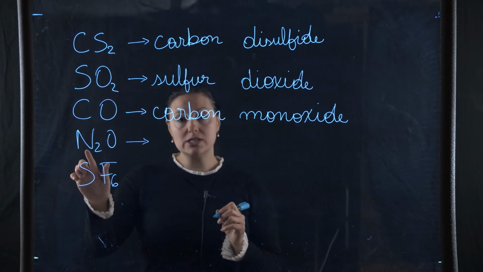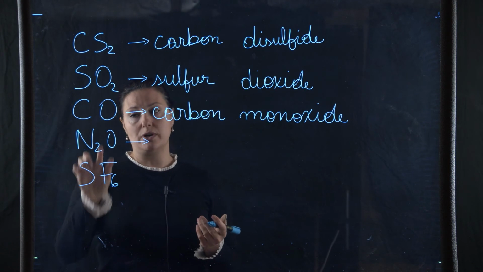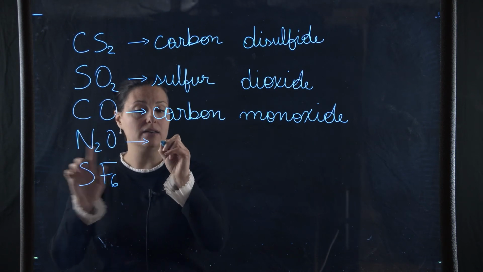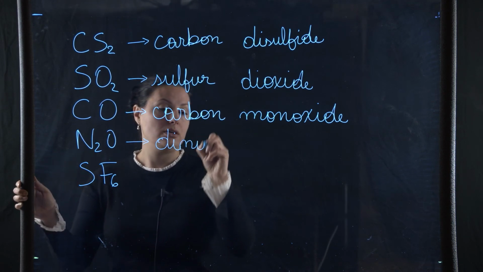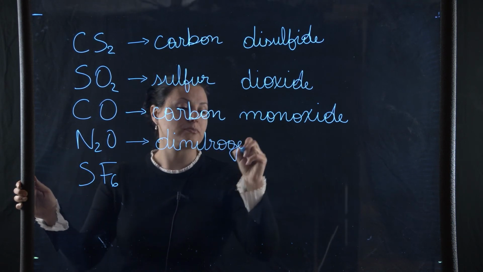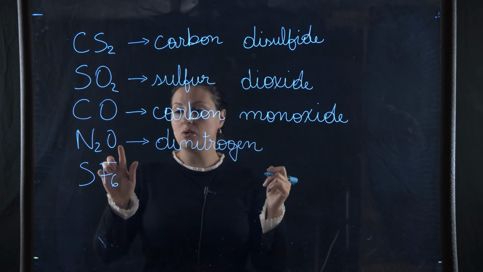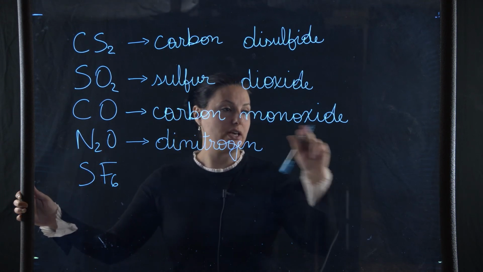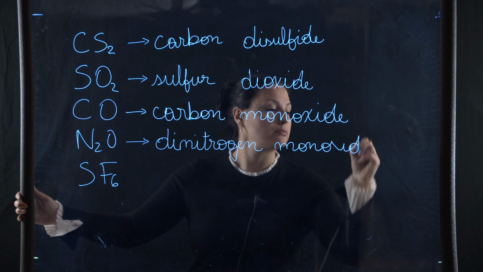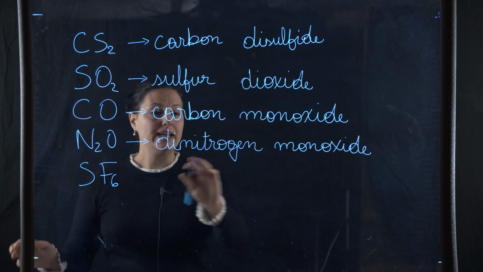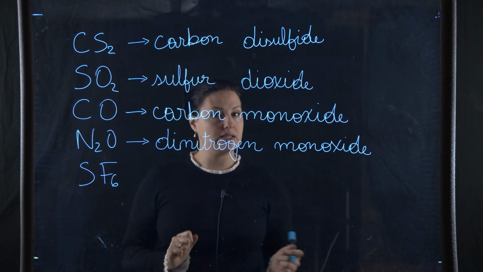For this one, the first element has to have a prefix now because it has a 2 for a subscript, not a 1. So we write di, which is a subscript for 2, di, and then nitrogen, dinitrogen. Oxide, monoxide, I'm sorry. This is a 1, so it will be monoxide, just like it was here. So dinitrogen monoxide. 2 nitrogens, 1 oxygen. That's what that's telling me.